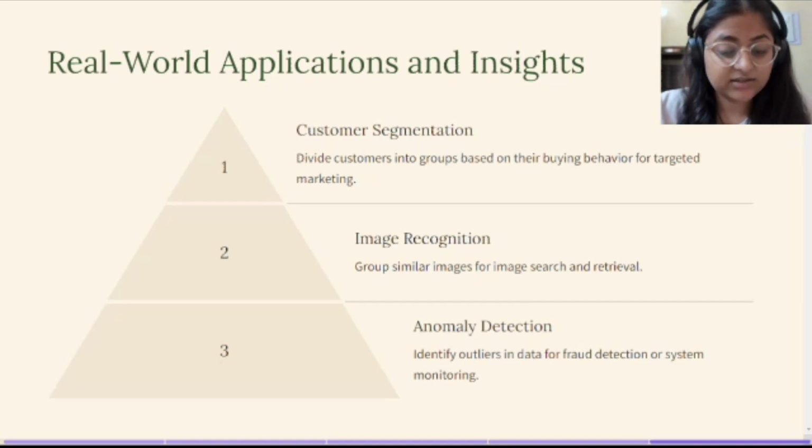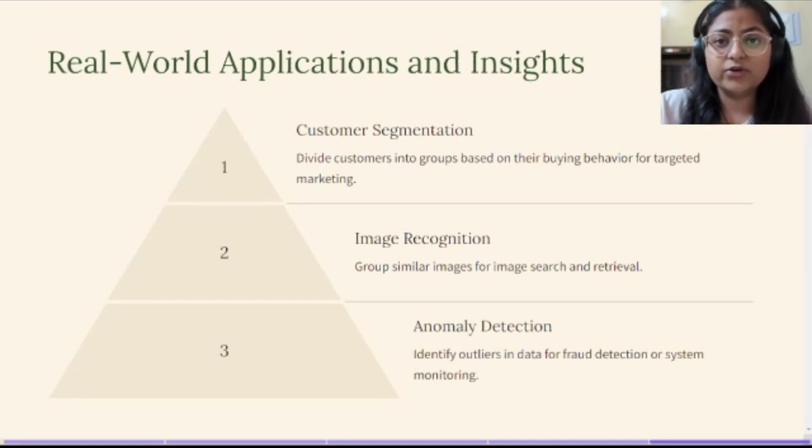Image recognition: group similar images for image search and retrieval. Image recognition helps AI and machine learning to group similar images together for better output generation. Anomaly detection: identify outliers in data for fraud detection or system monitoring. Clustering similar types of data in a way reduces the chance of outliers, as it excludes outliers and groups similar types of data.